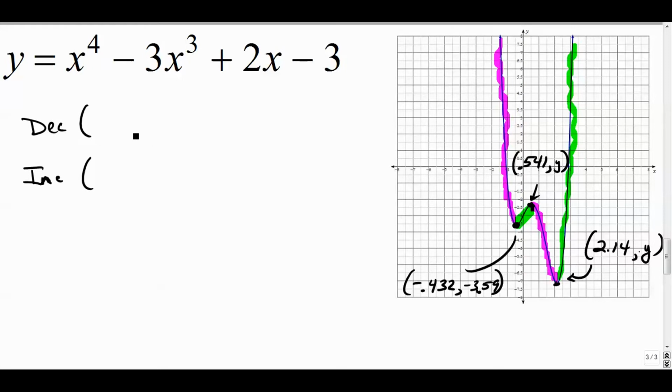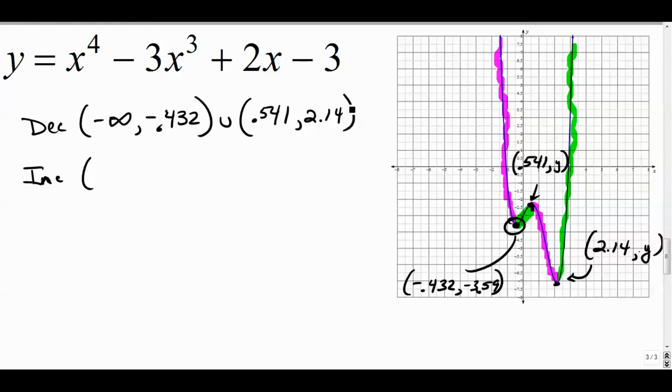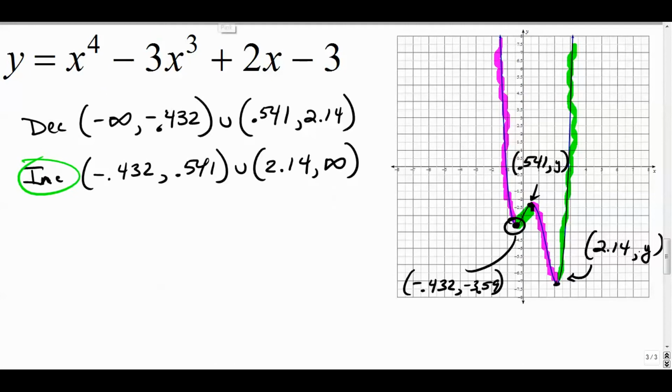Let's do decreasing first in purple, so it's negative infinity to negative, the x value here is negative 0.432, and then it picks back up again and it decreases from 0.541 to 2.14. All right, the green increasing values are from negative 0.432 to 0.541, and from 2.14 all the way to infinity. All right, if you're following along, these are the green ones and these are the purple ones, if you're a color-coded type person.